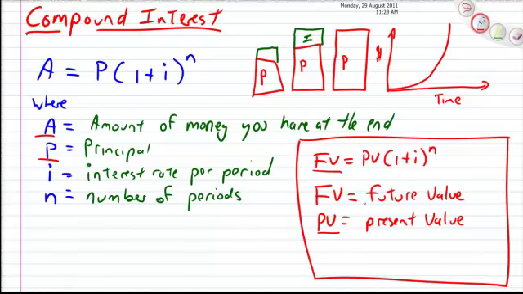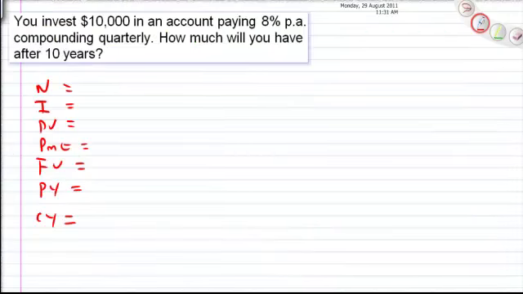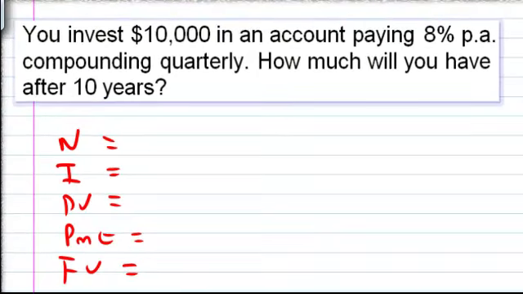So let's have a look at how to do this, because these are all done on the graphic calculator, so you really don't need to know how to use those formulas too much. So let's have a look. You invest $10,000 in an account paying 8% per annum, compounding quarterly. How much will you have after 10 years?